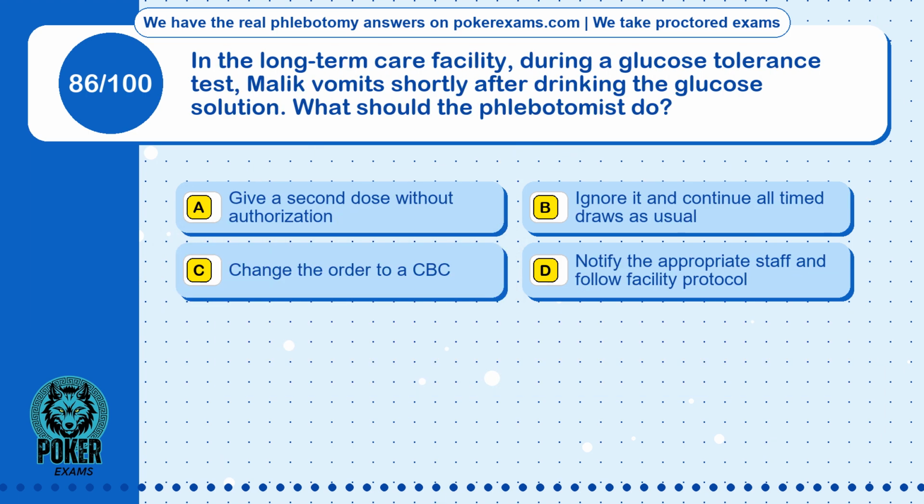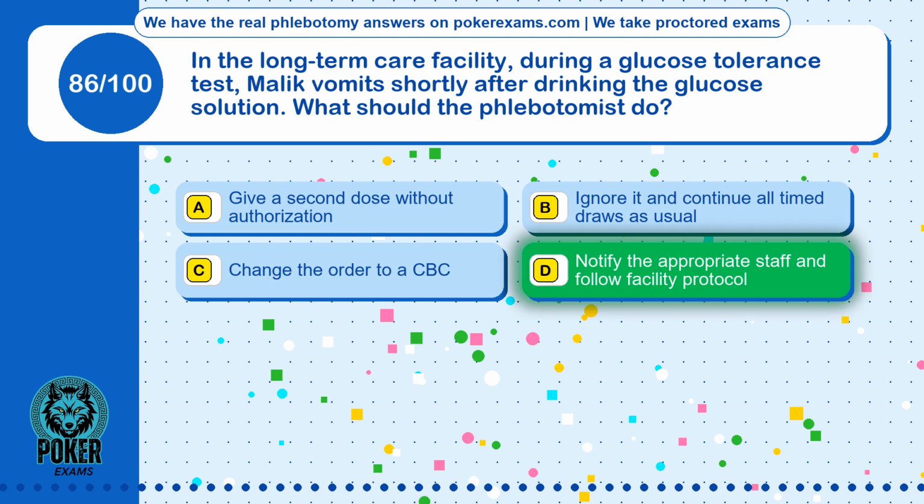Question 86. In the long-term care facility, during a glucose tolerance test, Malik vomits shortly after drinking the glucose solution. What should the phlebotomist do? Option A. Give a second dose without authorization. Option B. Ignore it and continue all time draws as usual. Option C. Change the order to a CBC. Option D. Notify the appropriate staff and follow facility protocol.